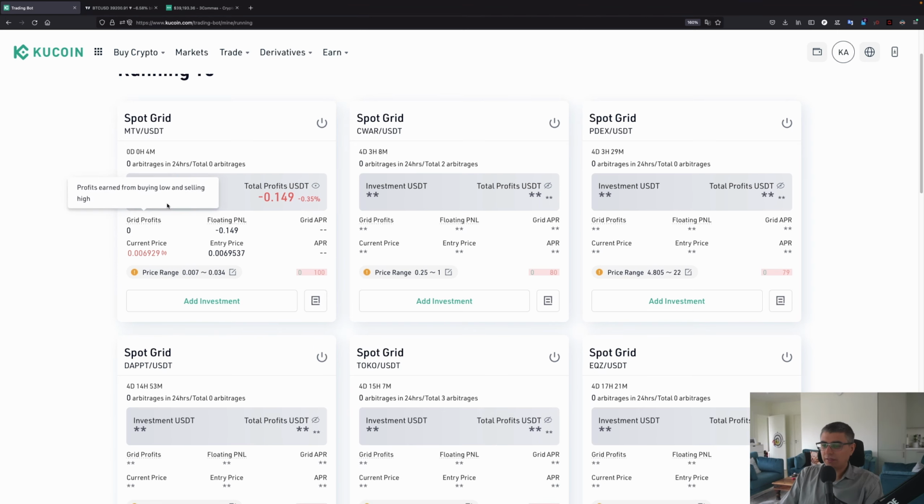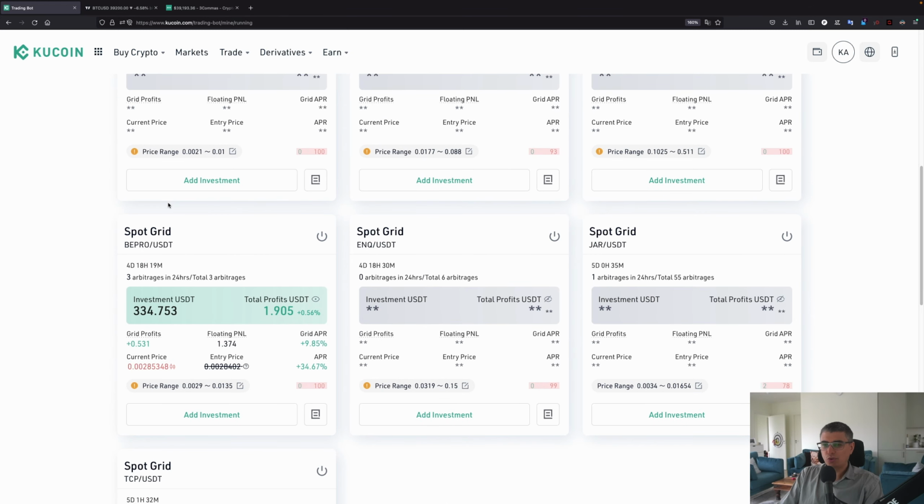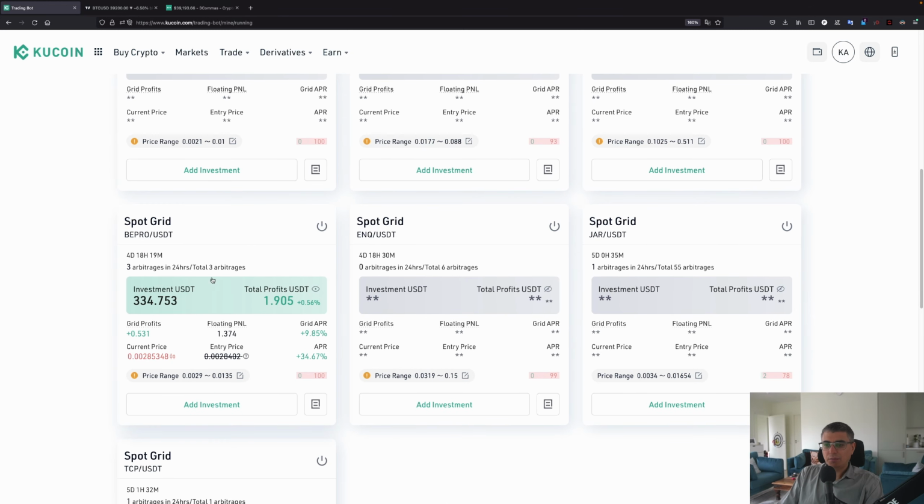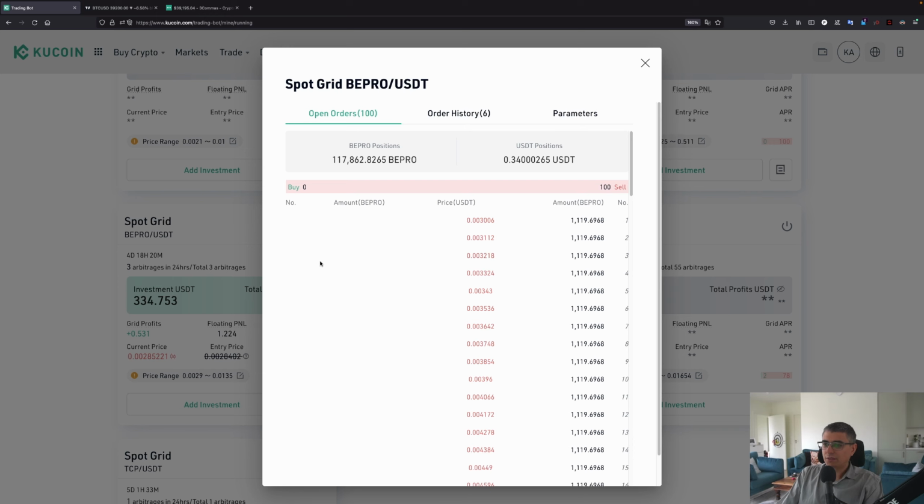In this case, I don't have anything, but let me show you. You can see this one right here, B Pro, this bot right here, has 3 arbitrages. You can see here in the last 24 hours. And this is the profit, 0.53 cents. It's not much, of course, but like I said, this adds up. This is not a strategy that happens overnight. It takes time, of course, and you need to be patient. But we can see right here that I have 0 buys. You see, all my orders are for sale.